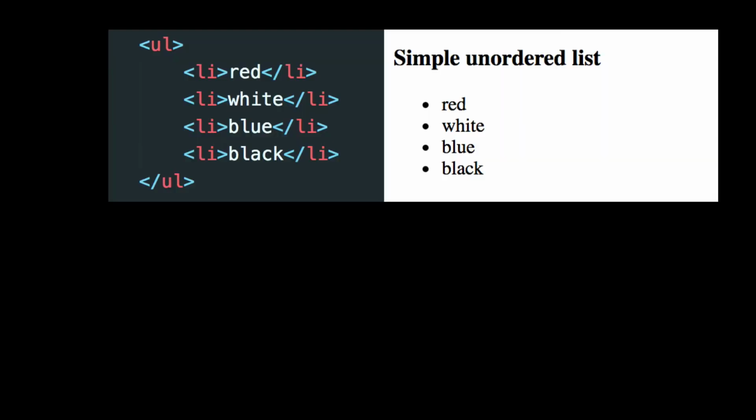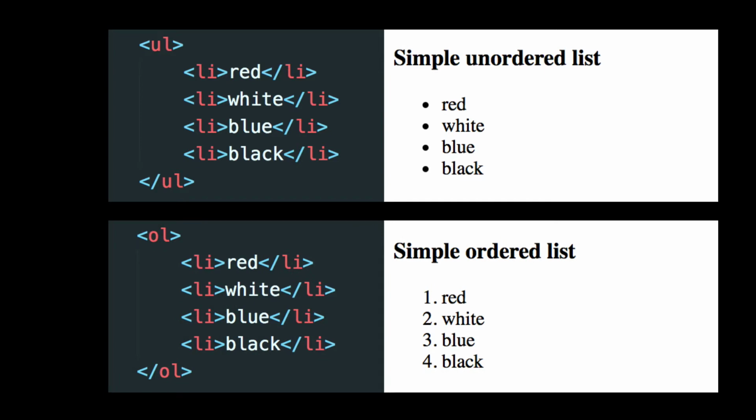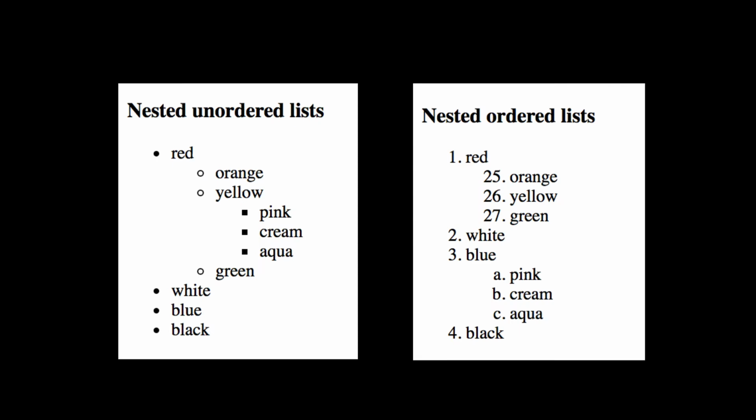So a simple unordered list looks like this. The list is enclosed in UL tags or a UL element. And then each item in the list is enclosed in an LI element for list item. Now, the simple ordered list is quite similar. It also uses LI elements for each item, but you enclose the ordered list in an OL element.